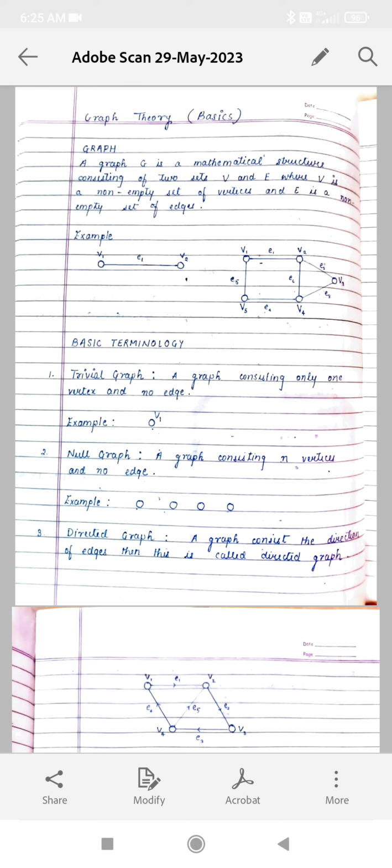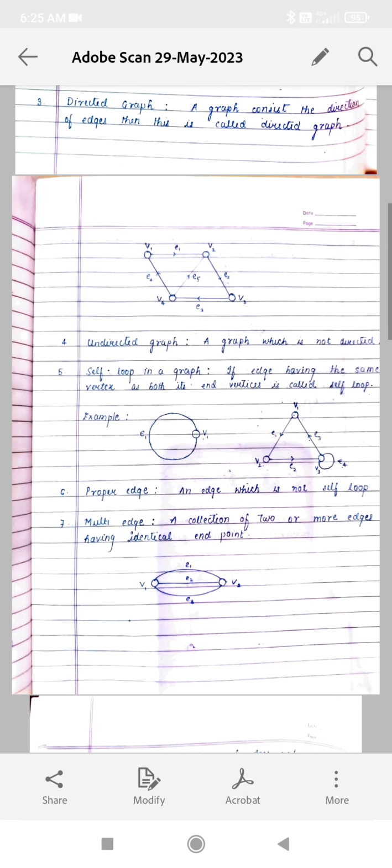Now coming on to the basic terminology, trivial graph. A graph consisting of only one vertex and no edge is called a trivial graph, as you can see in the example. Second is null graph. A graph consisting of n vertices and no edge is called a null graph, as you can see in the figure. Third, directed graph. A graph in which the edges have direction is called a directed graph. So here is the diagram for directed graphs.